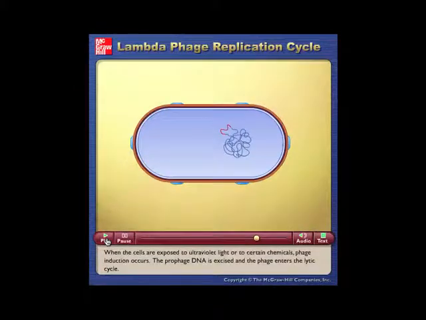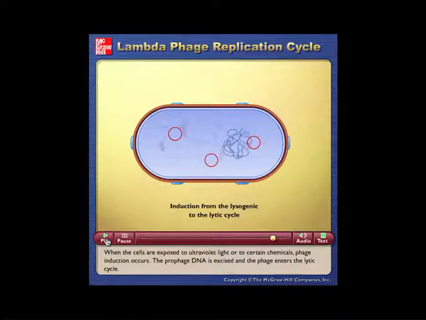When the cells are exposed to ultraviolet light or to certain chemicals, phage induction occurs. The prophage DNA is excised, and the phage enters the lytic cycle.